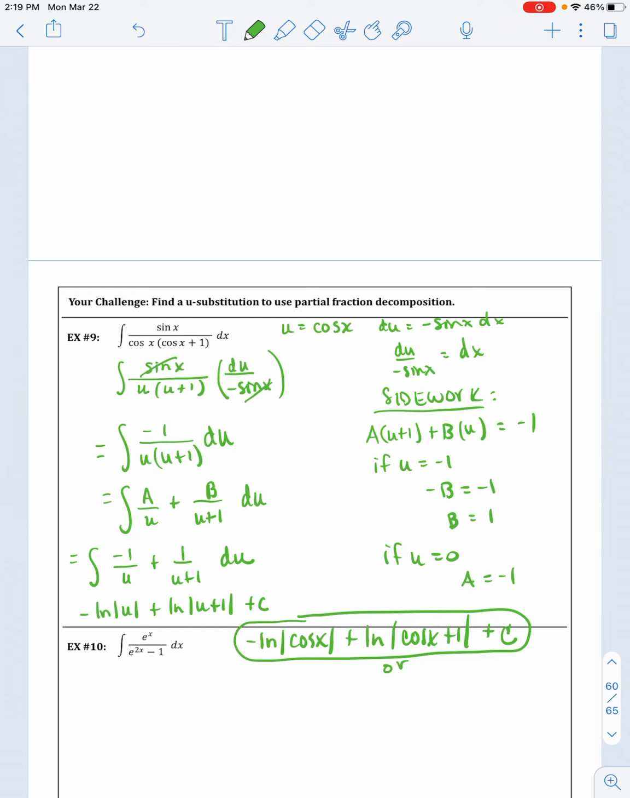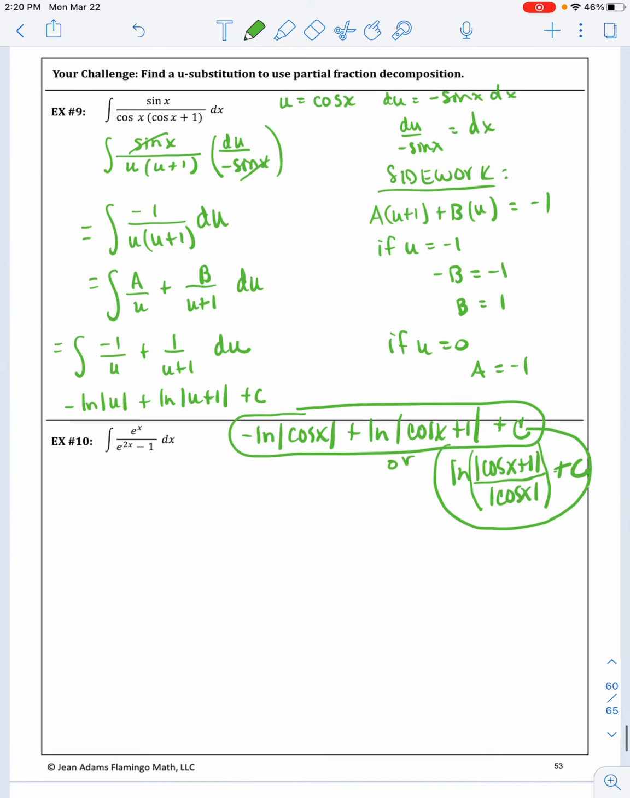And again, you could choose to say ln of absolute value of cosine x plus 1 over absolute value of cosine x plus c, with that being your whole argument. So that's another way to write that, just in case you're needing to look for that on a multiple choice question.